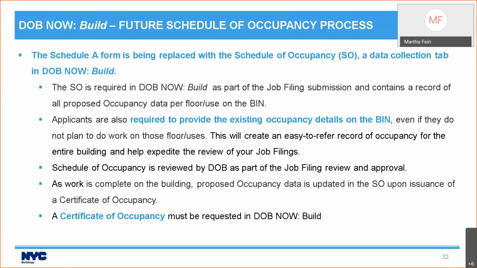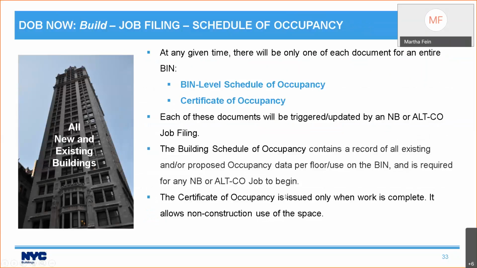The Schedule of Occupancy then gets reviewed by DOB as part of the job filing review and approval. And once work is complete, you will request a certificate of occupancy, and the issuance of the certificate of occupancy will update the Schedule of Occupancy because the proposed use will now become the current use. And certificates of occupancy are now going to be requested in DOB Now Build.